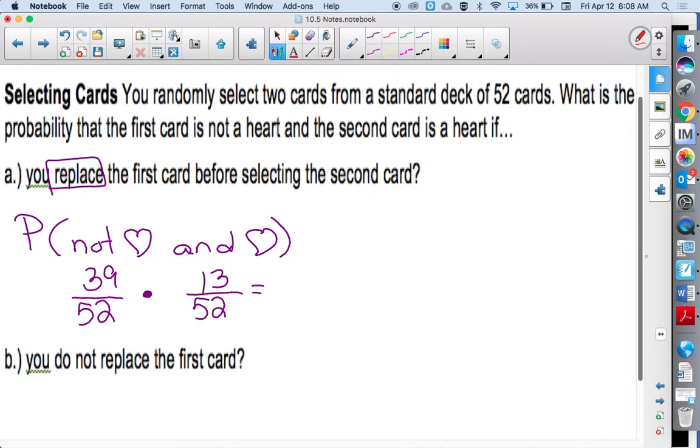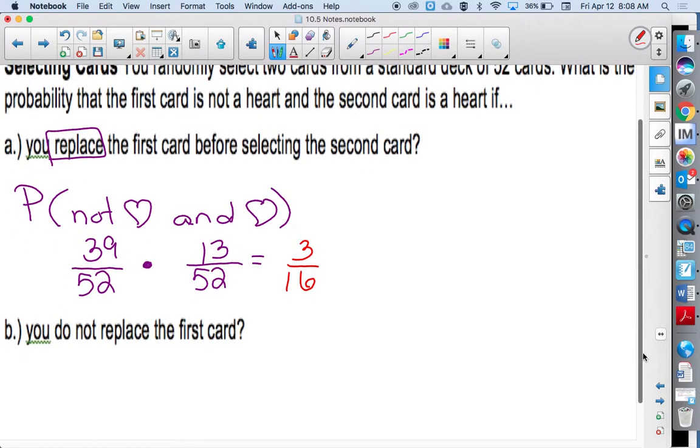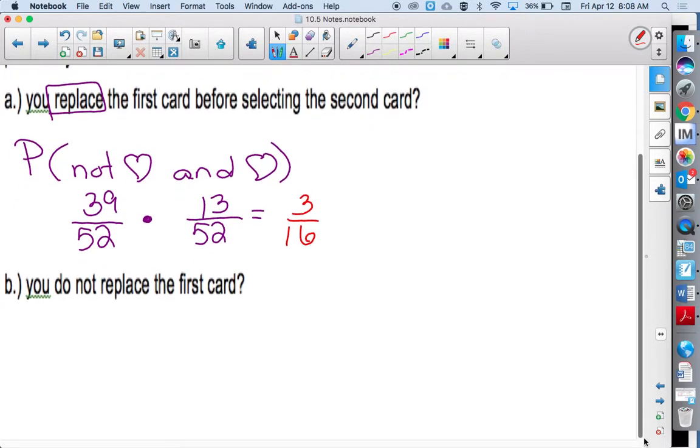Maggie, what'd you get when you multiplied those together? 3 over 16. All right, so let's see how the next one differs. It says you do not replace the first card. So we're still finding the probability of not getting a heart and then getting a card that's a heart.